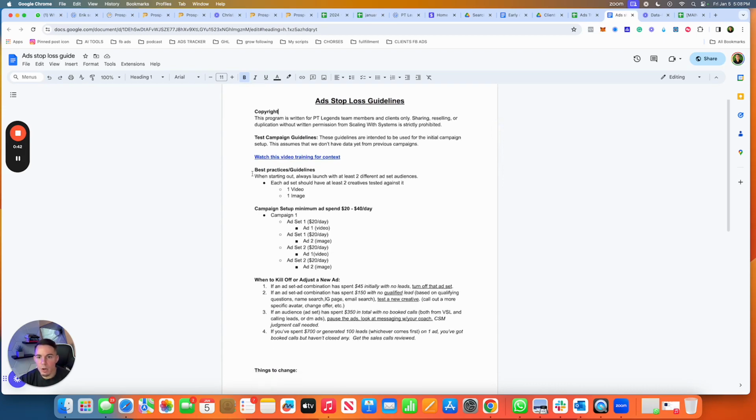Okay. So best practice when starting out is to always launch at least two different ad sets, two ad set audiences. And each ad set should have at least two creatives tested against it. An ad set means basically one advertising thing, and you'll split test it with one video and one image. Each one of those ad sets is going to go towards a different audience, so you can find which audience works best, and which is working best, video or image.